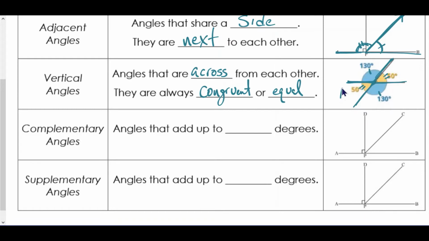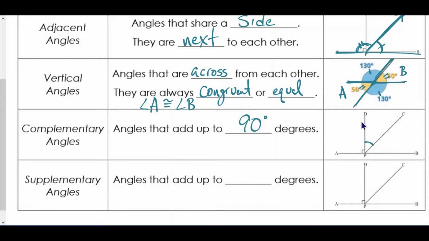So let's say I label this as angle A and this is angle B. I can say angle A is congruent to angle B. That is the sign for congruent in geometry. Complementary angles add up to 90 degrees. They might be adjacent. They might be vertical, actually. They don't have to be either one of these two, but they always add up to 90 degrees.